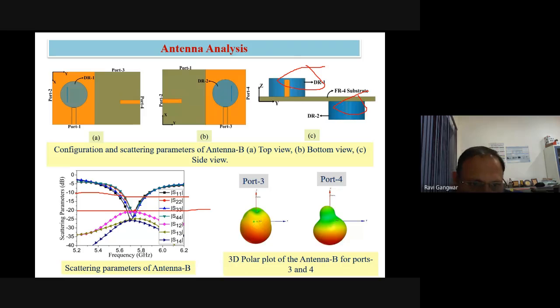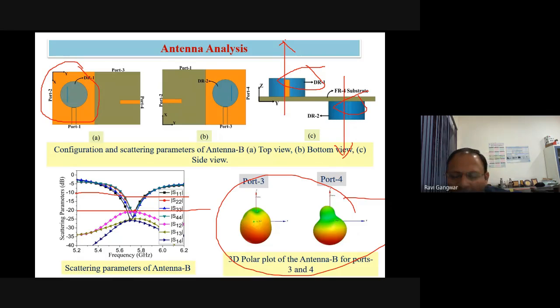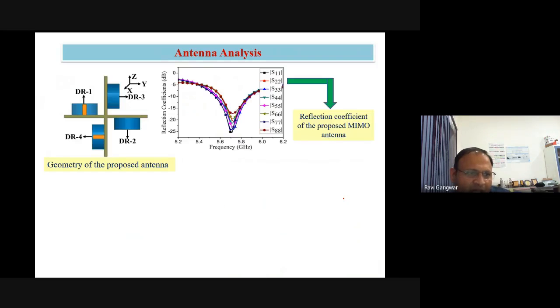So now you can see here, this antenna is going to radiate in this direction, and that one is going to radiate in this direction. That means for one element, we are able to get polarization diversity, but for these two elements, we get pattern diversity. Clear? So by using this different arrangement, we are able to get two different diversity techniques, polarization and pattern diversity.